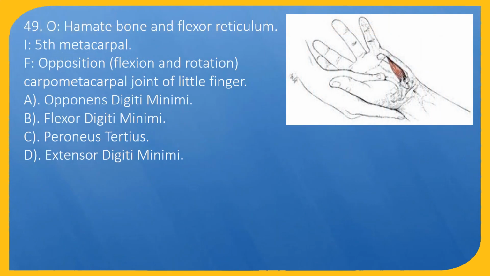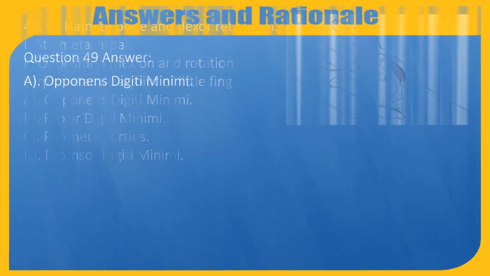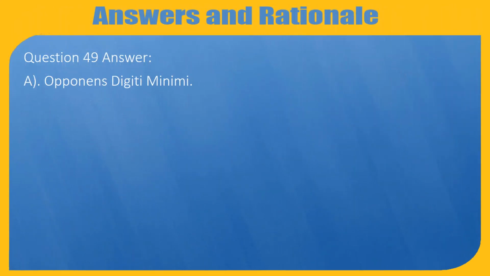Question 49. Origin: hamate bone and flexor retinaculum. Insertion: fifth metacarpal. Function: opposition, flexion and rotation, carpometacarpal joint of little finger. A. Opponens digiti minimi. B. Flexor digiti minimi. C. Peroneus tertius. D. Extensor digiti minimi. Question 49, answer A. Opponens digiti minimi.